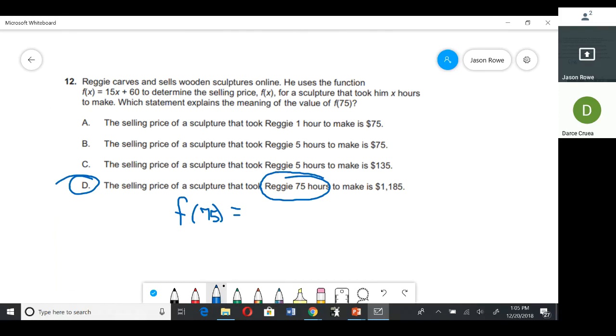I'm good with that, Ms. Curry. Yeah. Just make sure you're reading the question. Pay attention to what it's saying. It says that x is the number of hours. So anytime it tells you anything else about hours, like 1 hour, 5 hours, well, that's not 75. So those couldn't be right.